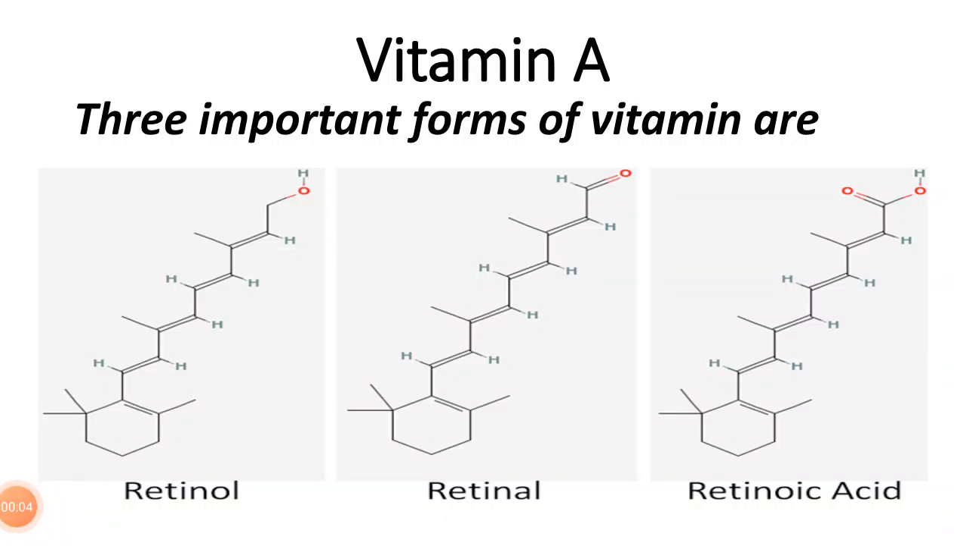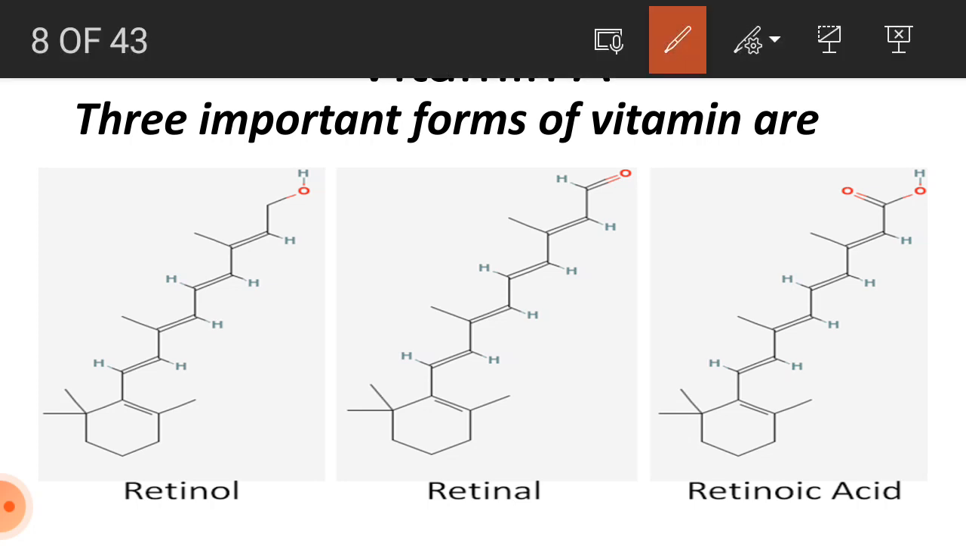In our previous sessions, we have seen the classification of vitamins, that is fat-soluble vitamins and water-soluble vitamins. Today, we shall look at one of the fat-soluble vitamins, which is vitamin A. Basically, there are three important forms of vitamin A, that is retinol, retinal, and retinoic acid.